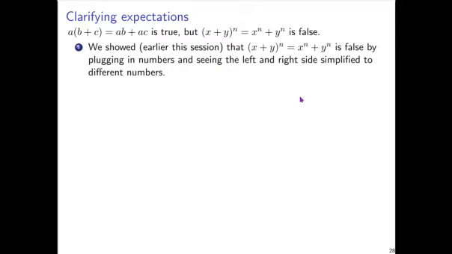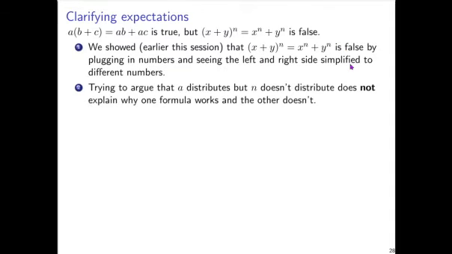So we did show earlier that this false formula is false by plugging in numbers, trying to argue that A distributes but N doesn't distribute. Just saying, oh, A distributes but N doesn't, doesn't explain why one works and one doesn't. It's trying to say this works because it does and that doesn't work because it doesn't. That's not really an explanation, right? So we need something a little deeper than that.